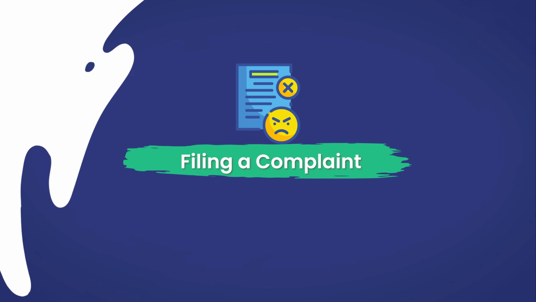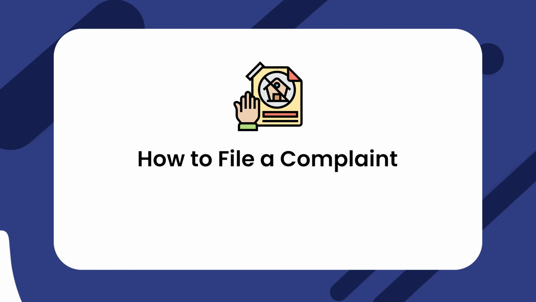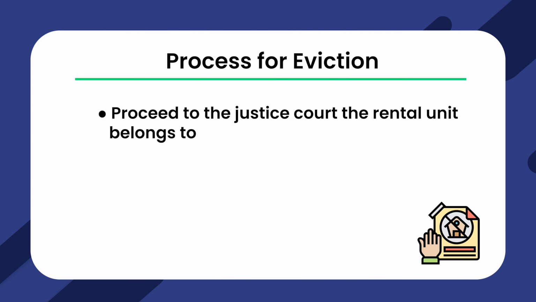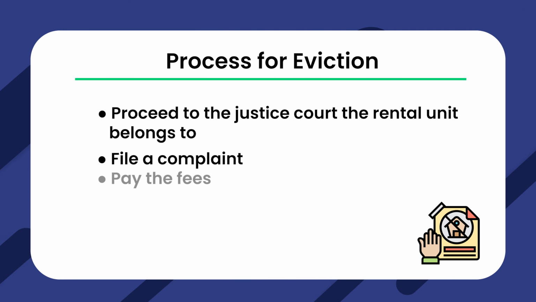Filing a complaint. How to file a complaint. The process for eviction action can only begin after the issuance of the appropriate written notice. Enough notice time must have been allowed before filing for eviction. The process for eviction is as follows. Proceed to the justice court the rental unit belongs to, file a complaint, pay the fees. Make sure you are in the right justice court. The landlord must file an official complaint before proceeding to the next step.